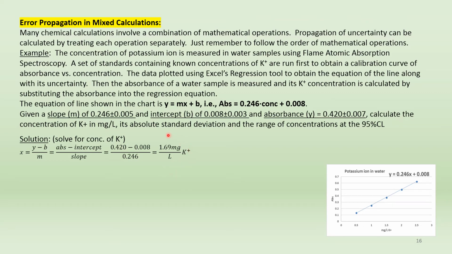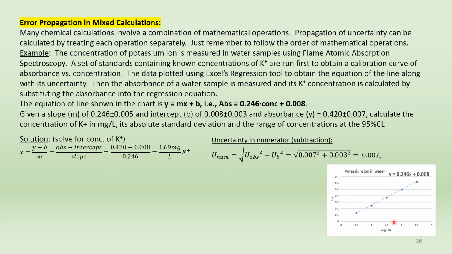liter of potassium ion. Let's look at the graph. So a concentration of 1.69 or 1.7 milligrams per liter corresponds to an absorbance of about 0.42. So certainly it looks correct. And it's in the middle of our graph, which is always a good thing.